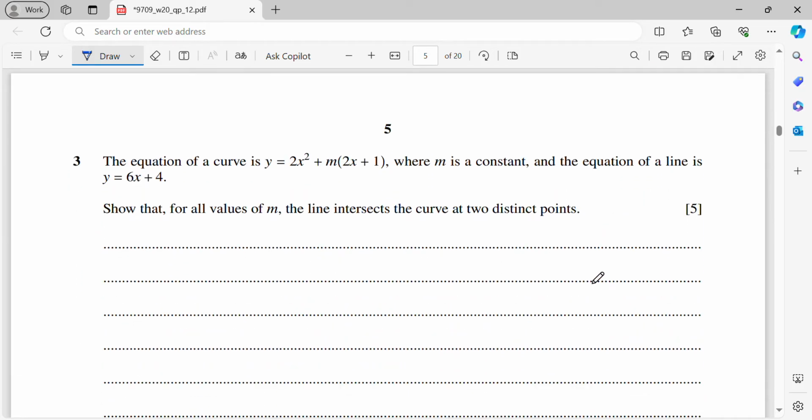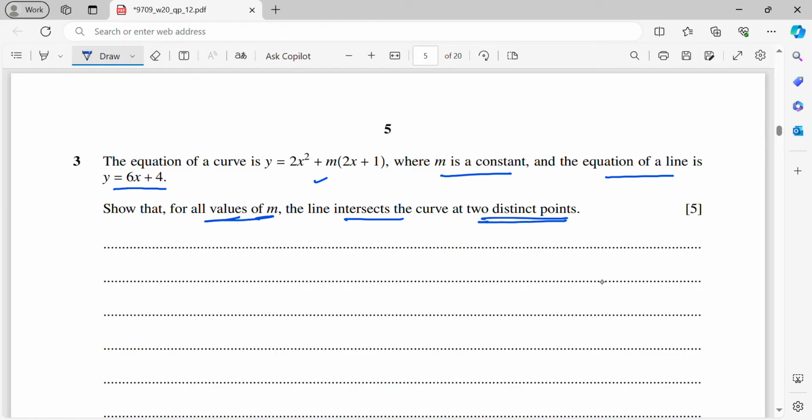Okay, question number 3. The equation of the curve is y equals to 2x squared plus m of 2x plus 1, where m is a constant, and the equation of the line is y equals to 6x plus 4. Now show that for all values of m, okay, all m, the line intersects the curve at two distinct points.